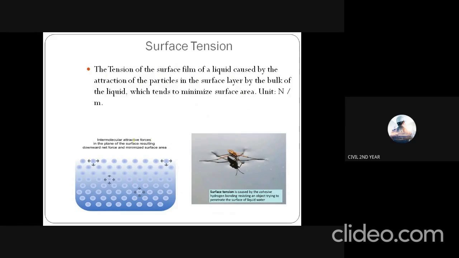In technical terms, we can show that intermolecular attractive forces in the plane of the surface result in a downward net force and minimized surface area. Let's consider an example. See the figure here: one insect standing on the water. Its legs are floating on the water only, because surface tension is caused by cohesive hydrogen bonding, resisting an object trying to penetrate the surface of the liquid water.